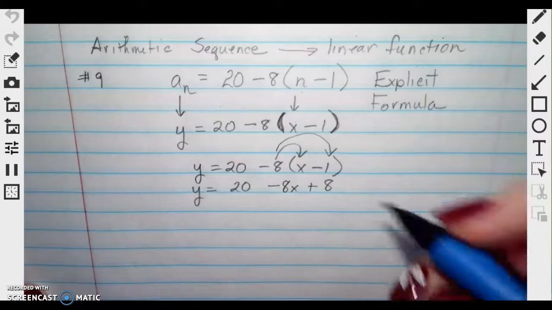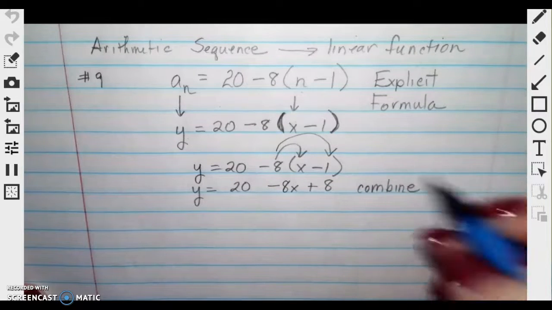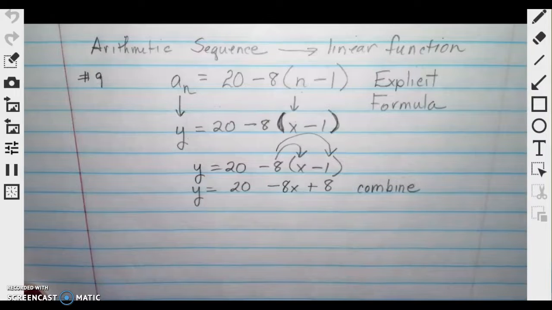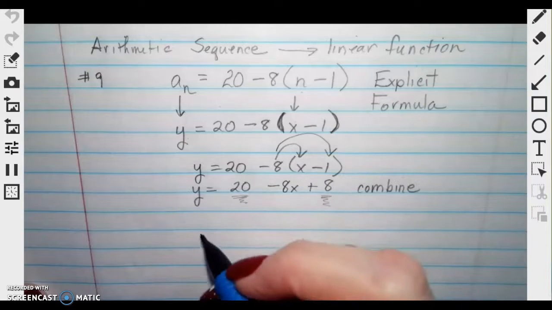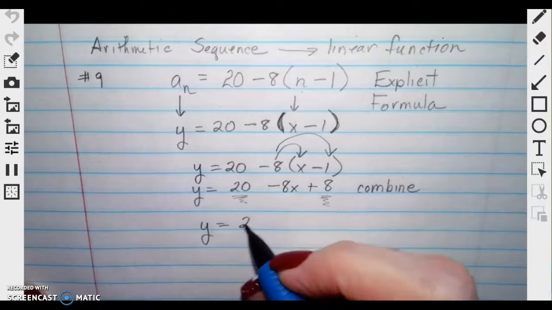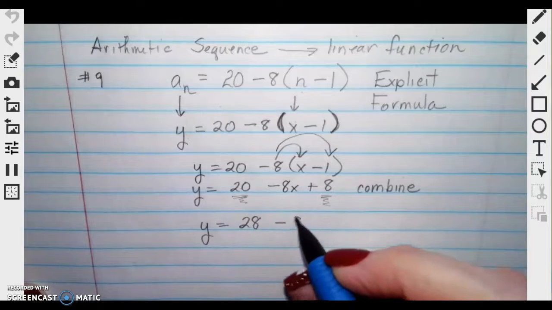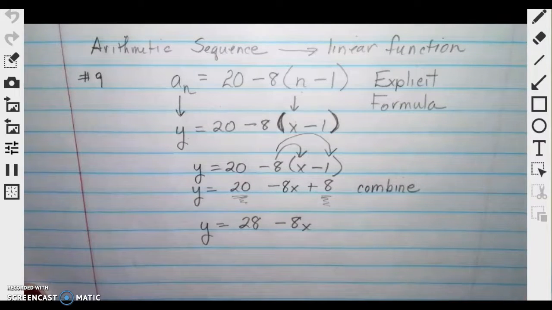Now once I get here, I need to combine like terms. Well, what are the like terms? Those are just the numbers. I have a 20 right here, and I have an 8 right here. So if I combine them, 20 plus 8 is 28, and then x doesn't have any friends, so he's not joining anybody. So now I have 28, and I have a negative 8x.